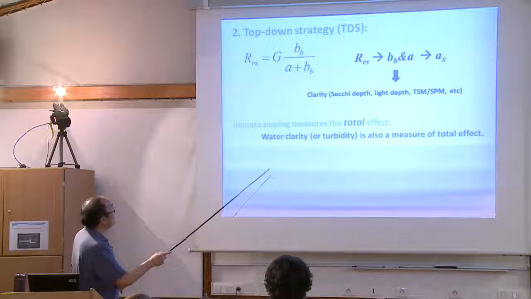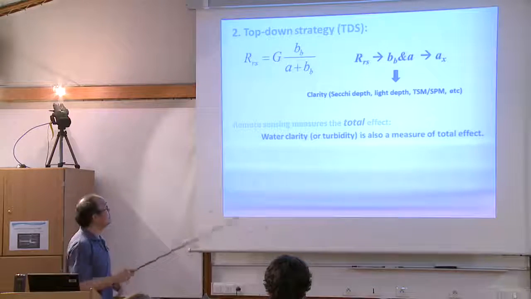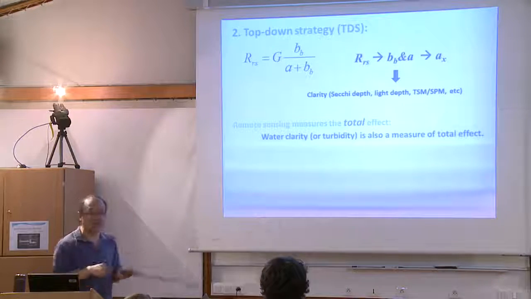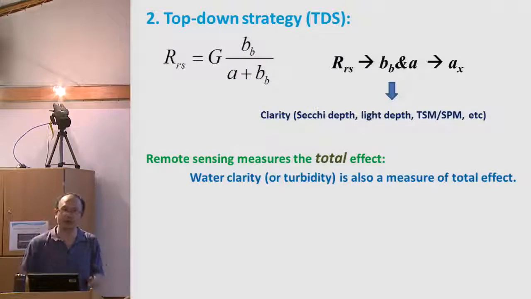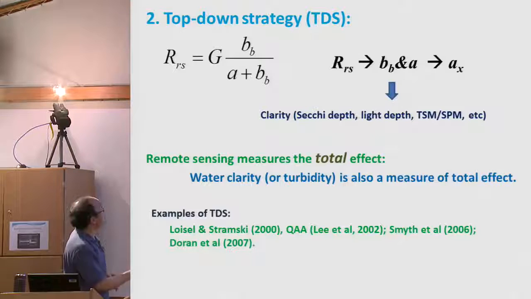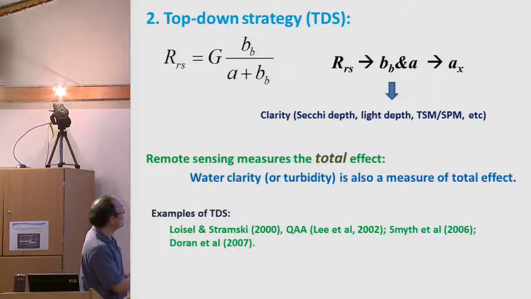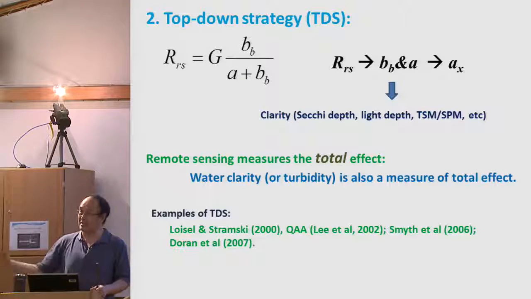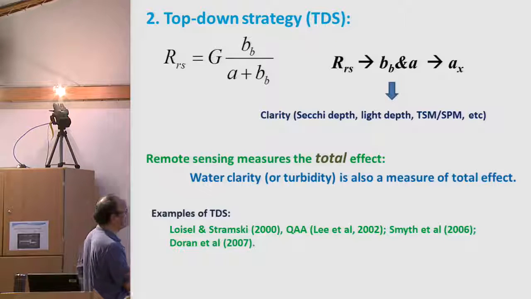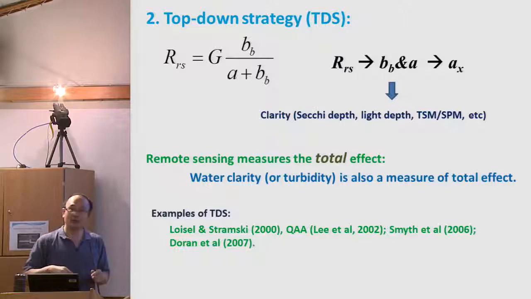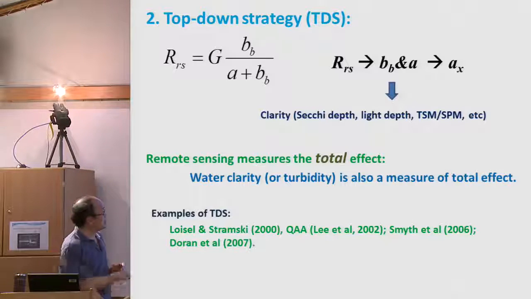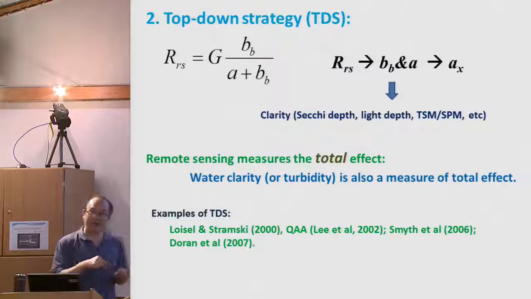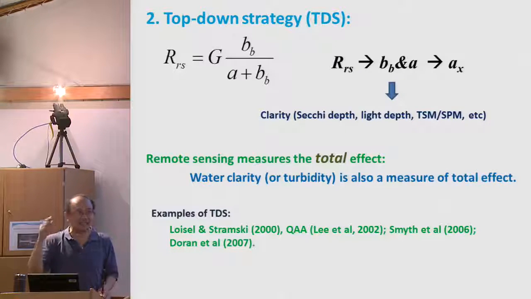So basically, as I said, remote sensing is a measure of the total, like underwater clarity and light depths; the Secchi disk is also a measure of the total. So these two really match in concept. Examples of this top-down strategy, TDS, include Nokia and Stramski, who use KD and R to derive A and BB; the QAA to derive A and BB; Smith et al., and Doron et al., using remote sensing reflectance to invert A and BB. Because of time limitations, I will not be able to cover all of them. I will use QAA as an example to demonstrate what the TDS is.